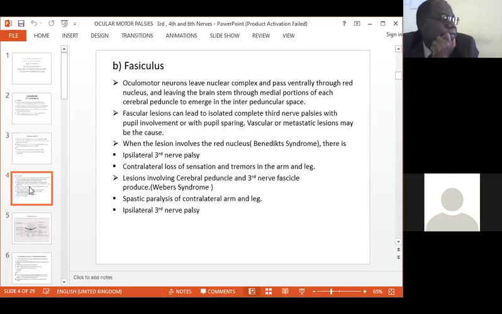First, oculomotor, what is the function of oculomotor? Oculomotor is basically involved in the movement of muscles of the eye. Okay? So oculomotor neurons from the nucleus leave the nuclear complex and pass ventrally through the red nucleus, leaving the brainstem through the medial portion of each cerebral peduncle. I hope I've got a diagram down there.